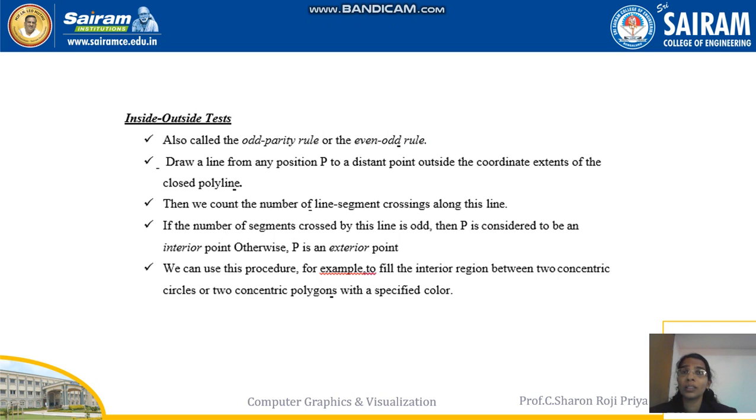First we'll see what is this odd even rule. Otherwise this algorithm is known as the odd parity rule or even odd rule. Here, if I want to check whether a point is interior or exterior to my polygon, from that point I have to draw a line in any direction. But there is only one condition: it should not intersect with any endpoints, that is, the vertices. Without intersecting the vertices, I can draw a line from the point in any direction.